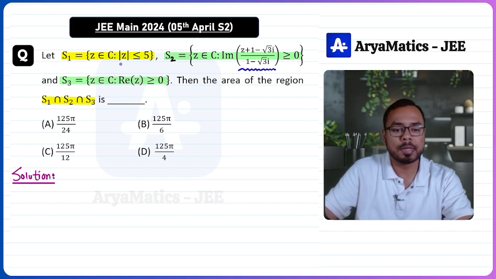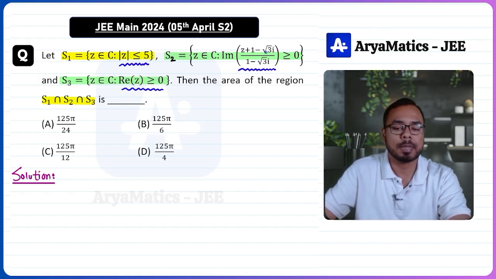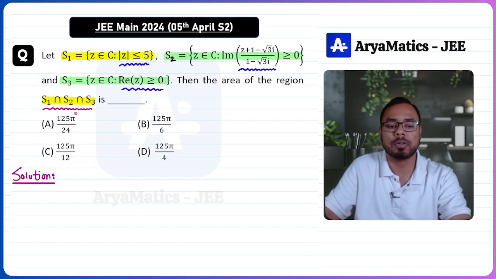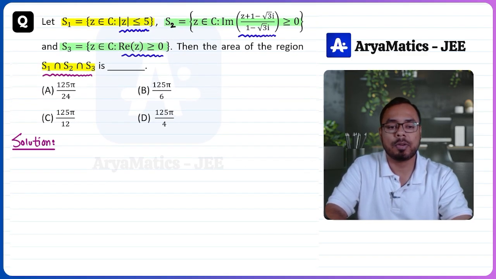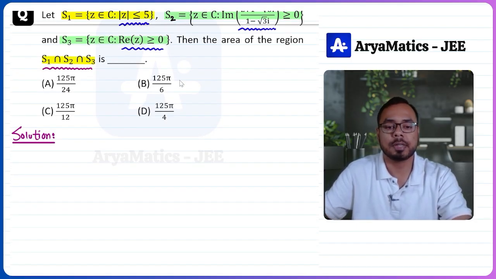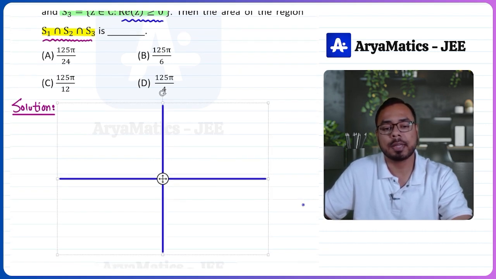So first let us plot these three loci. One is mod z less than or equal to 5, another one is real part of z positive, and the third one is imaginary part of the complex number positive. Then we'll see what is the common region in all three, right? What is the intersection of all three of them, so that from there we can identify the area that we have to calculate. So mod z less than or equal to 5 is nothing but a circle with center at origin and radius 5 units, all the points inside that circle.